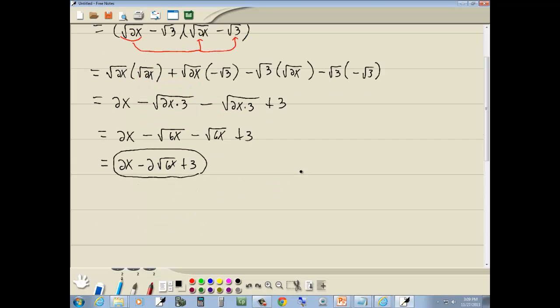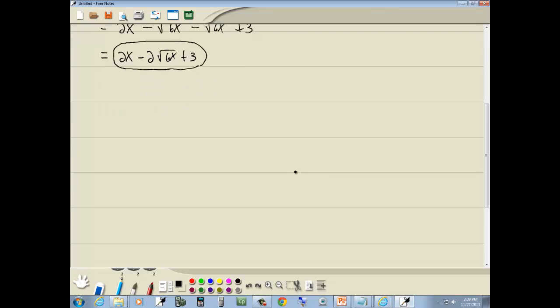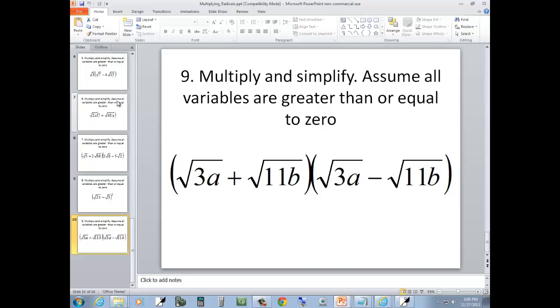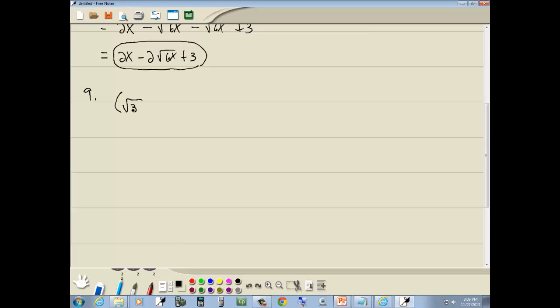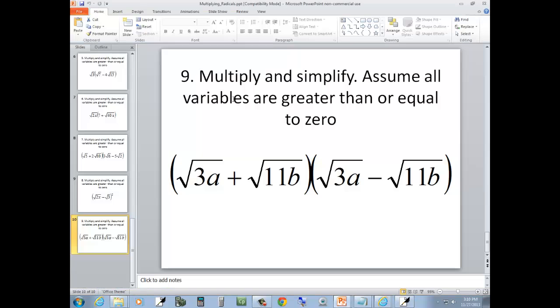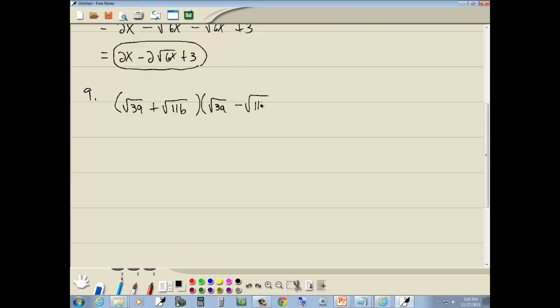Last problem. Now this may look like the ones before it, but it's got a little trick to it I thought I'd mention. I got square root of 3a plus square root of 11b times square root of 3a minus square root of 11b. These are conjugates.